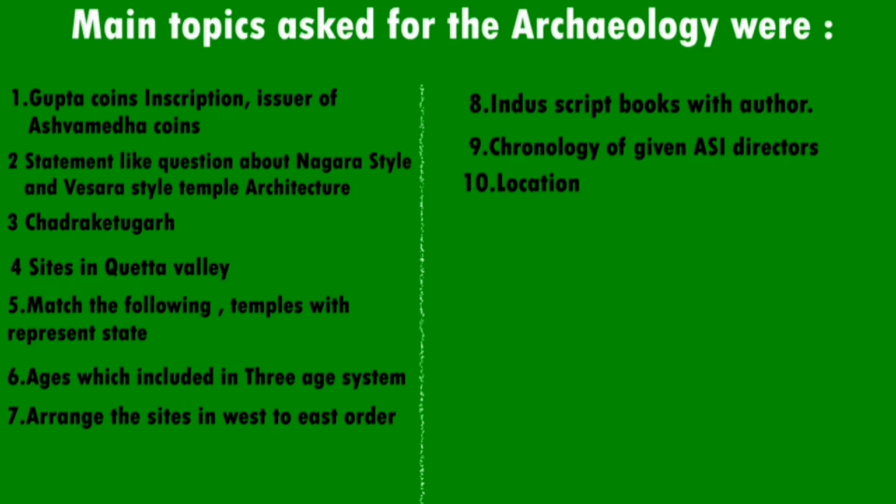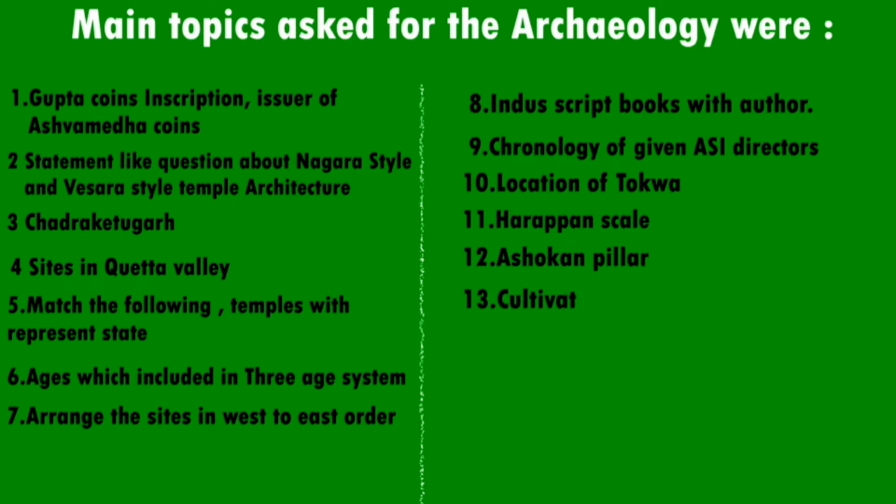Location of Tokwa site. They ask about Harappan scale, which was found from the following sites. They ask about Ashokan pillars, where the features of Ashokan pillars are given. They ask about cultivation and domestication, and when they started.